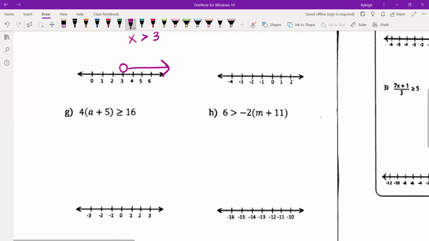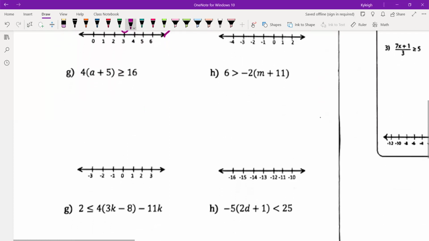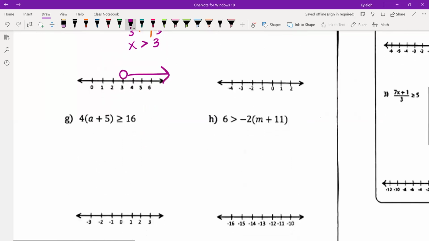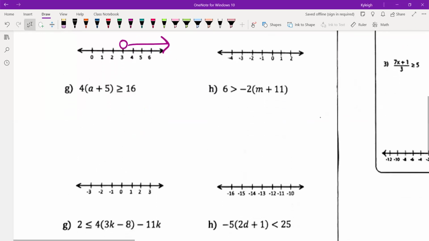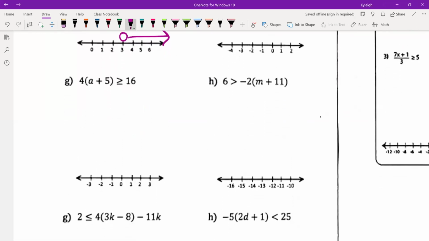All right, I'm going to move down to C. I'm going to do the left side and ask you to do the right side. Okay, so looking at C, we kind of did something similar to this last topic where you had to distribute. So let's start there. Distribute the 4 to everything. So you get 4a plus 4 times 5 is 20 is greater than or equal to 16.